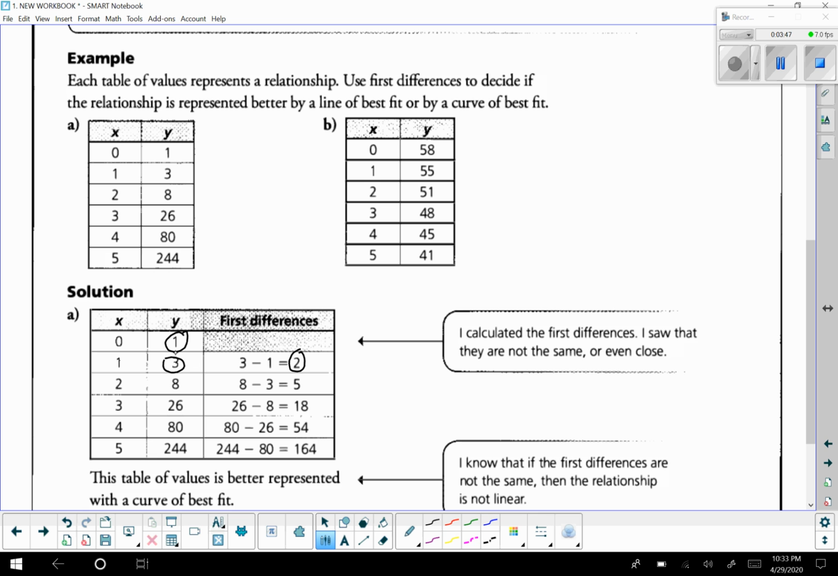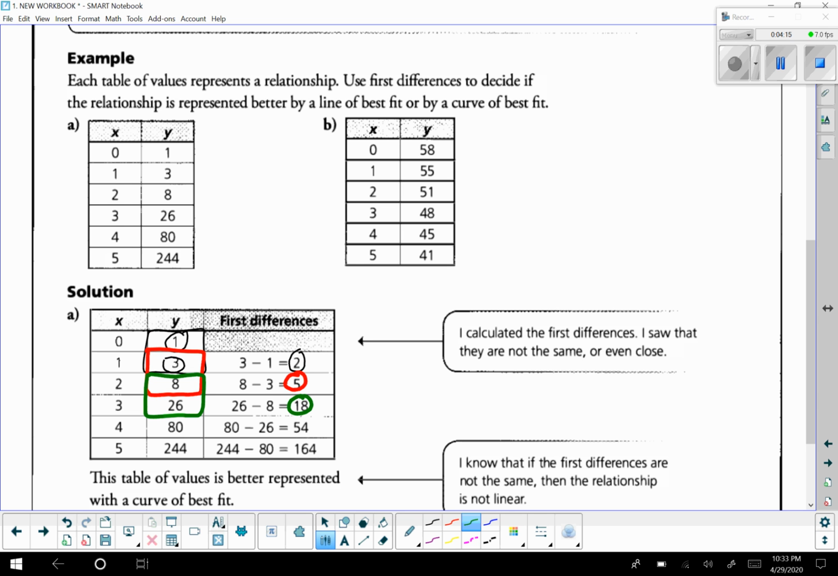And then we slide down. So we did these two. And then for the next step, we slide down and we focus on these two. And then we subtract 8 minus 3, and in this case it's equal to 5. And then we keep going. We slide down again and focus on just these two. And 26 minus 8 is 18, and so on and so on. You might have noticed that these numbers are not the same, so this is definitely not linear.